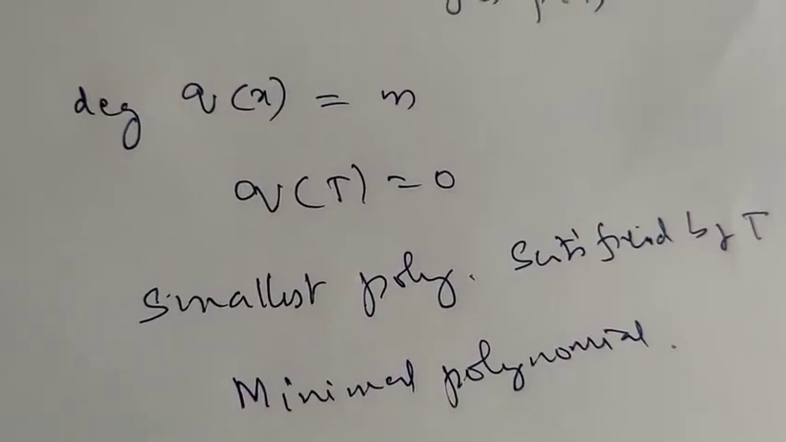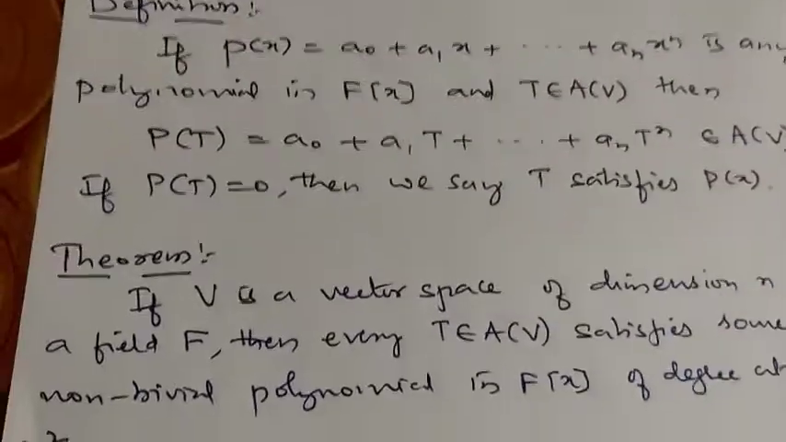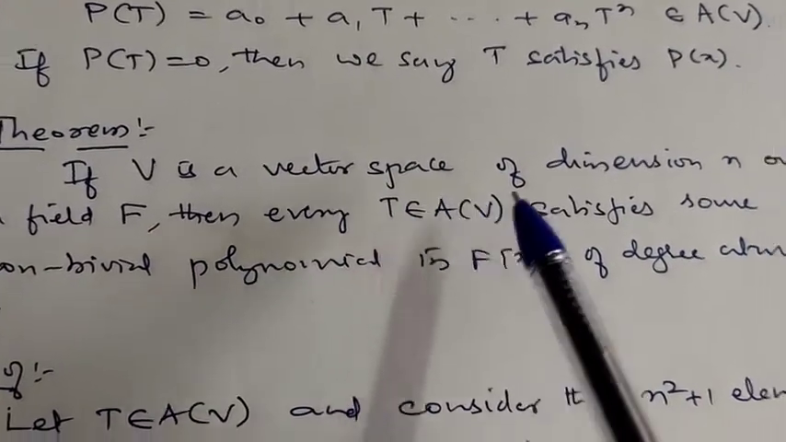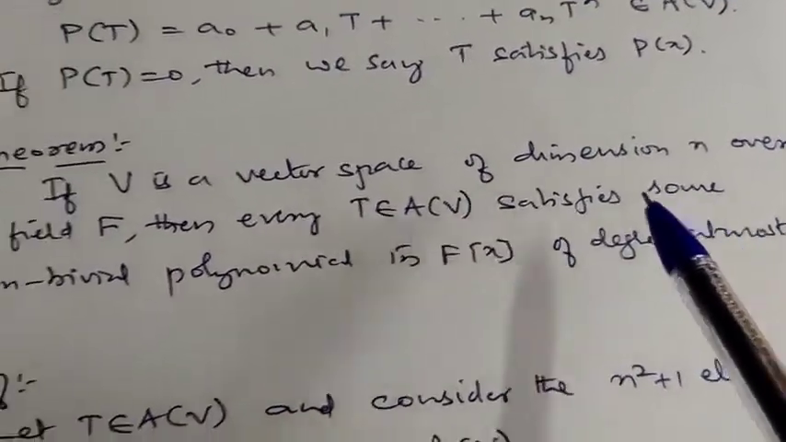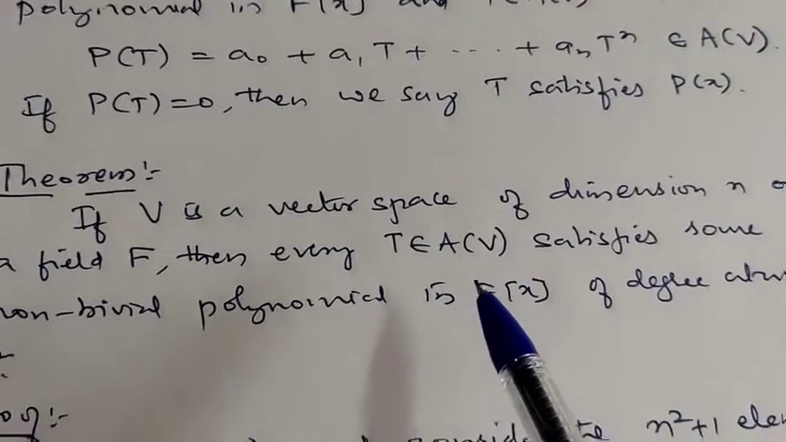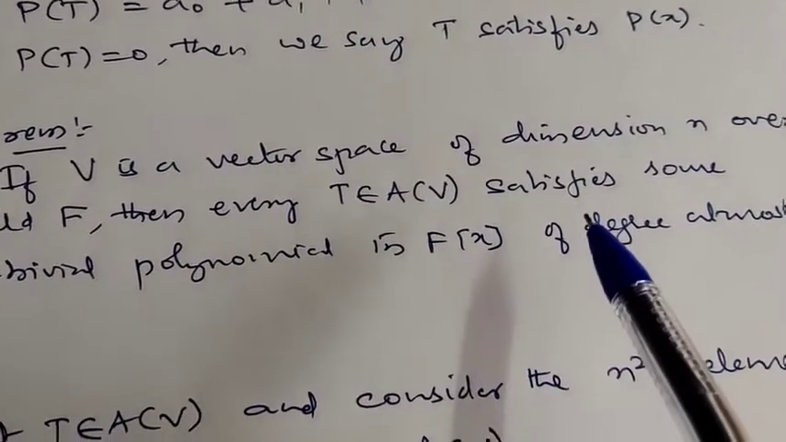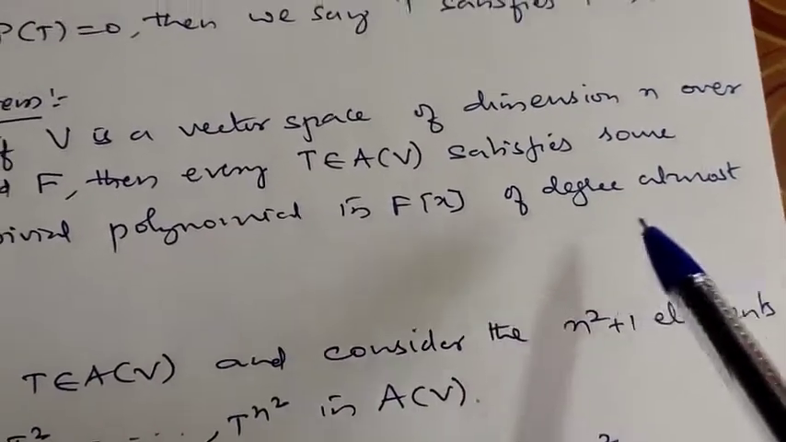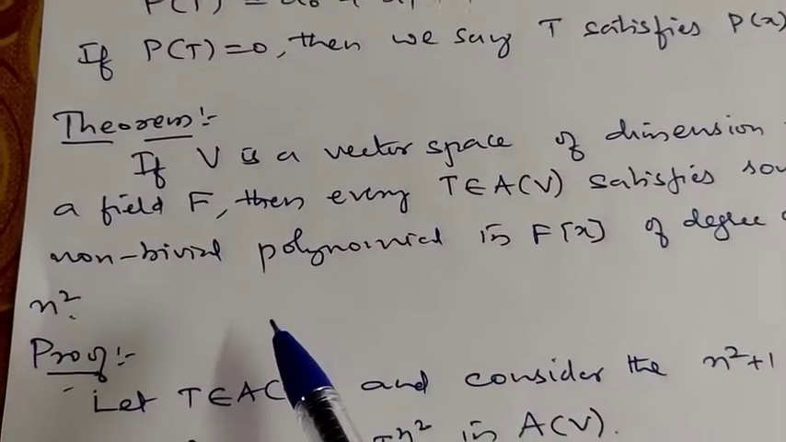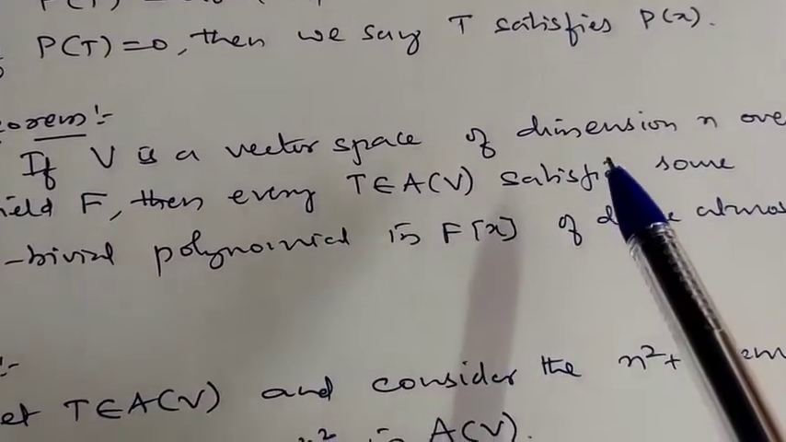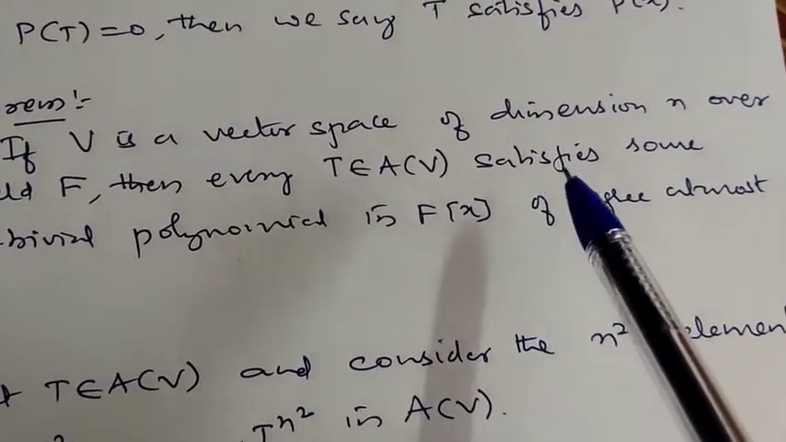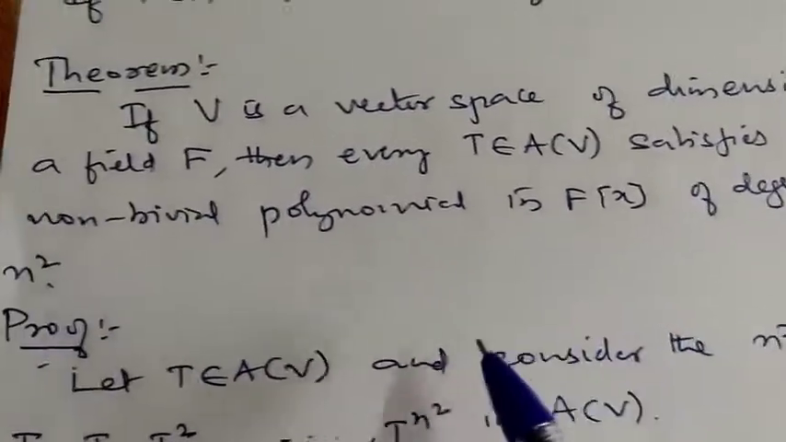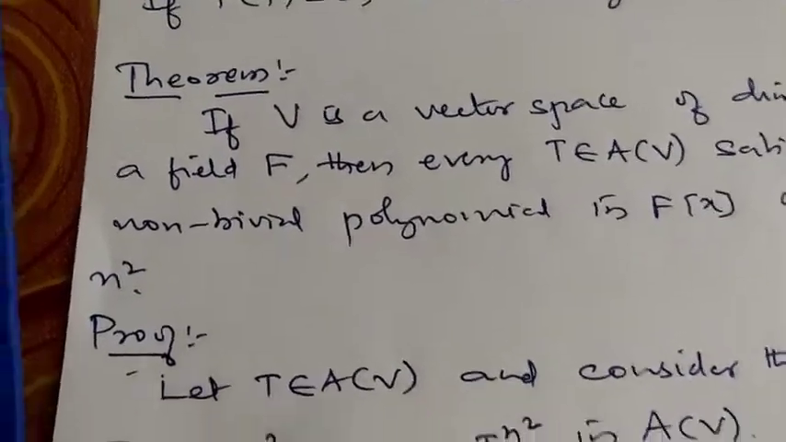Now, look at this simple theorem. Suppose V is a vector space of dimension n over a field F. Then every T belongs to A of V satisfies some non-trivial polynomial in F of x of degree at most n square. If V is of dimension n, then T belongs to A of V satisfies a polynomial in F of x of degree at most n square. Let us prove this.